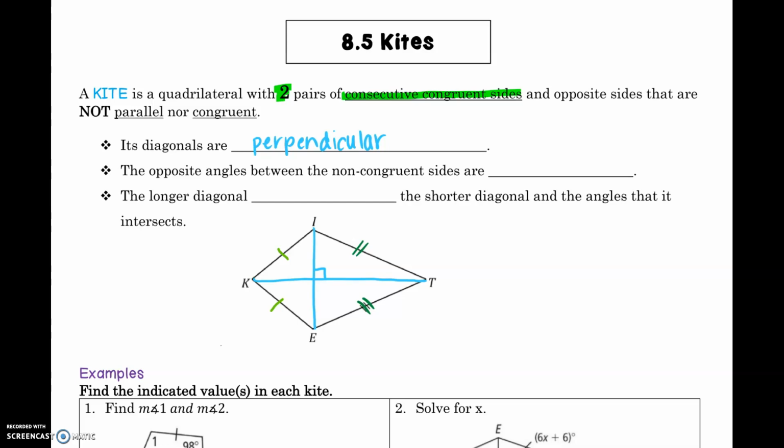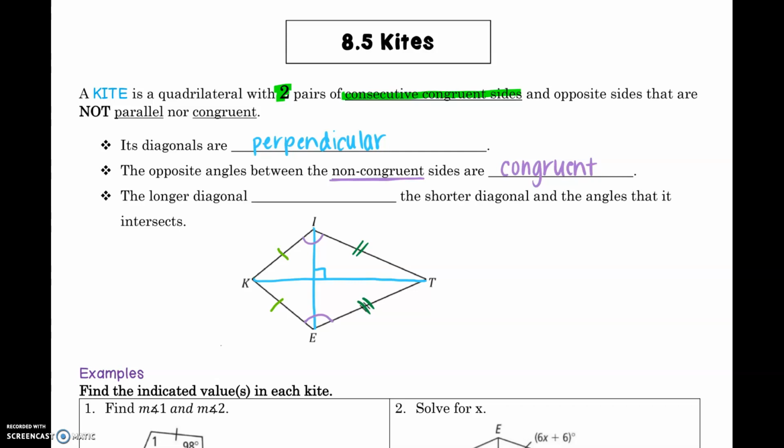The opposite angles between the non-congruent sides are congruent. So if we look at the angles that are between non-congruent sides, that would be angle I and angle E. Those two angles are congruent. We cannot say that angle K and angle T are congruent because they are not between non-congruent sides. Those two angles, K and T, are between congruent sides, so we do not know that they are congruent.